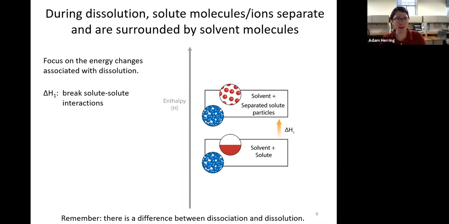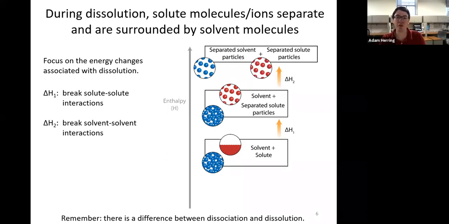And that requires an input of energy. We also need to break the solvent-solvent interactions. So if we're dealing with water-based solvents, that would be breaking the hydrogen bonding, the dipole-dipole interactions, and the London dispersion forces that exist between the water molecules. Again, because we're breaking bonds, breaking intermolecular forces, this requires an input of energy.